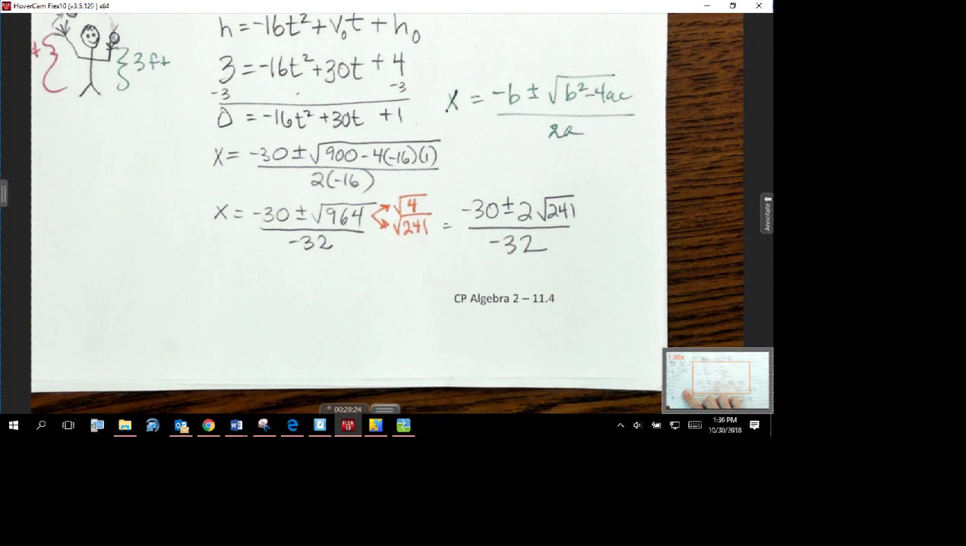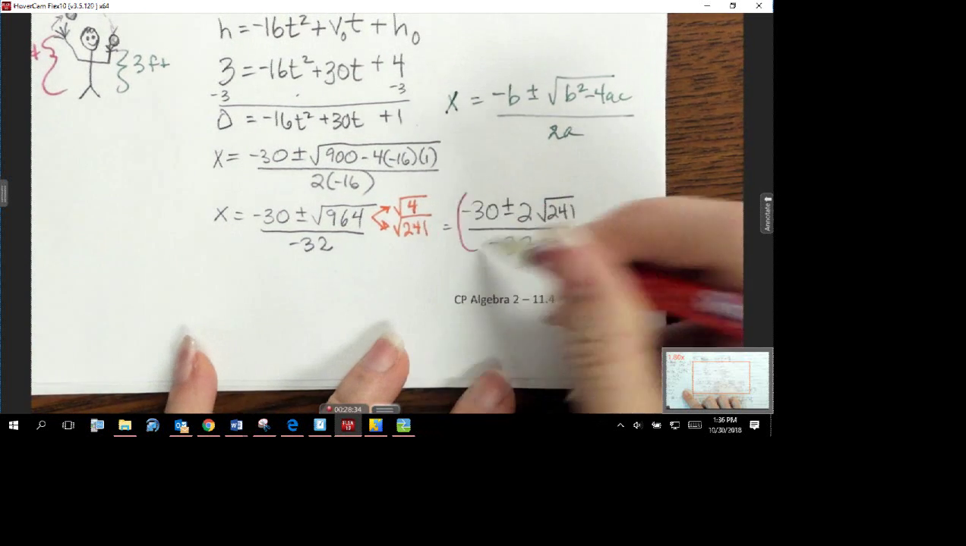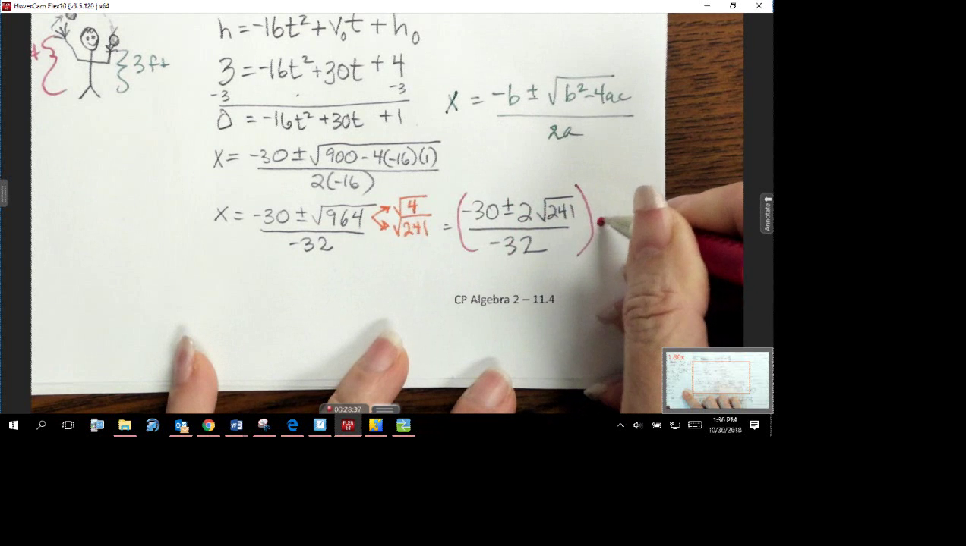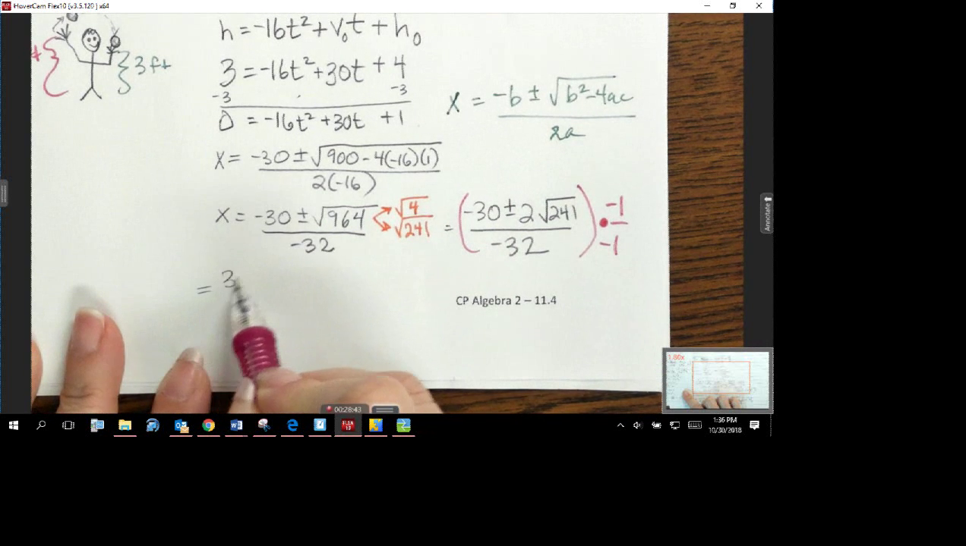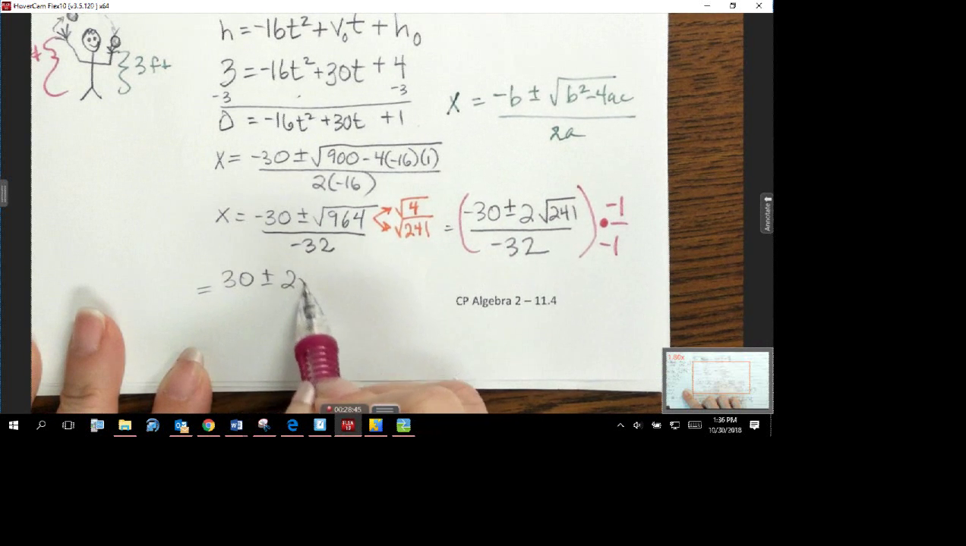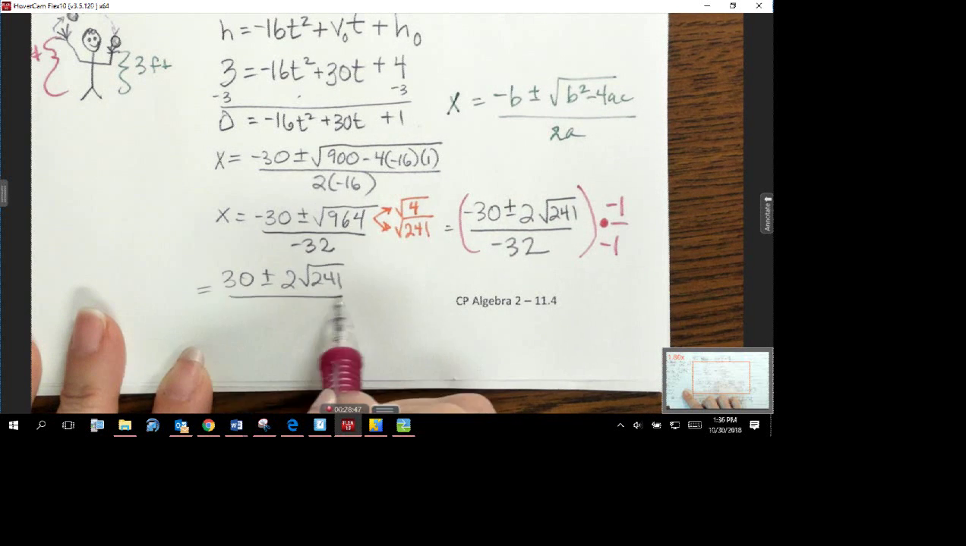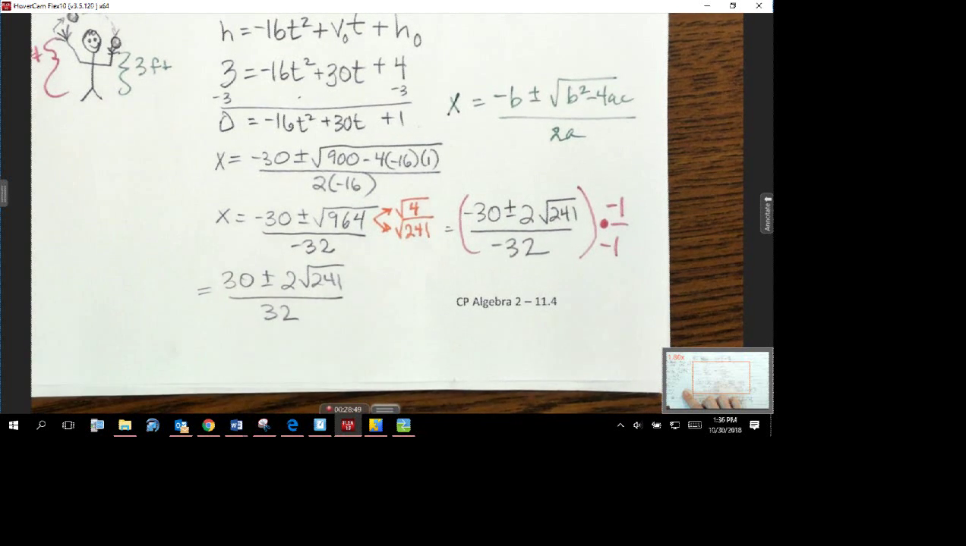Is that the most simplified version? No? Why? Because there's a negative in the denominator. We can't leave a negative in the denominator. So we will multiply the numerator and the denominator by negative 1 over negative 1. So now we have positive 30 plus or minus 2 square root 241, all over 32. Is that the most simplified final answer? No.